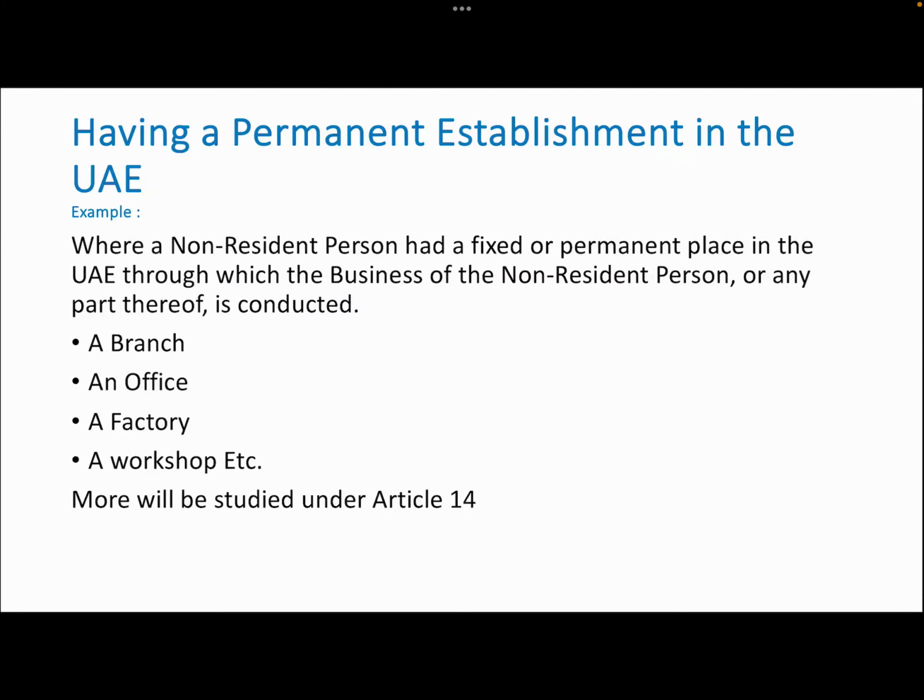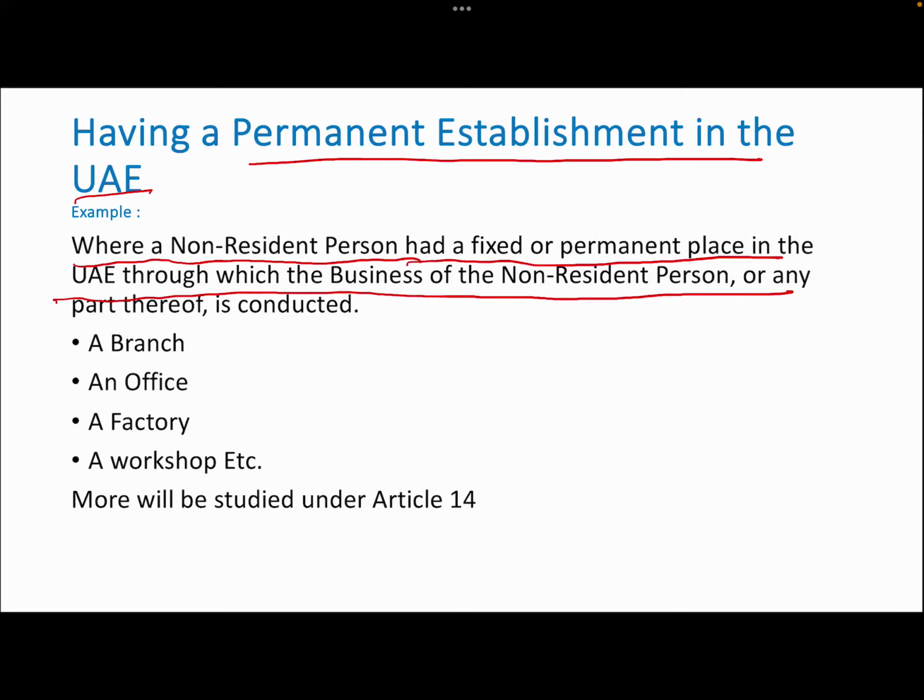Okay, now let's see an example of a permanent establishment in the UAE. Where a non-resident person has a fixed or permanent place in the UAE through which the business of the non-resident person or any part thereof is conducted. How can a non-resident person conduct a business in the UAE? It can conduct through a branch. We just spoke about British Airways. It may have a branch here in the UAE, though the headquarters are in the UK. And also we spoke about Amazon, the headquarters in the US, but it may also have a branch in the UAE for its operations here.